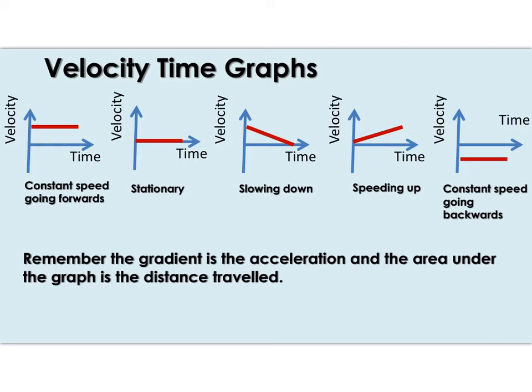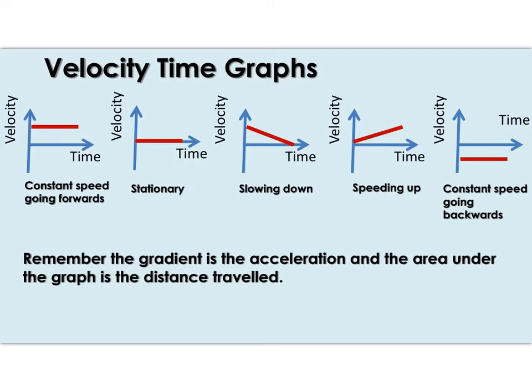If it was slowing down, we'd have a decrease in velocity. So it starts off at something like 4 and goes down to 0 in that case. If it was speeding up, we'd have an increase in velocity like this one shown here, starting at 0 and going up to something like 4. And then finally, we can also show objects moving backwards by using a line on the negative axis as shown there. So it will be constant speed but going backwards.